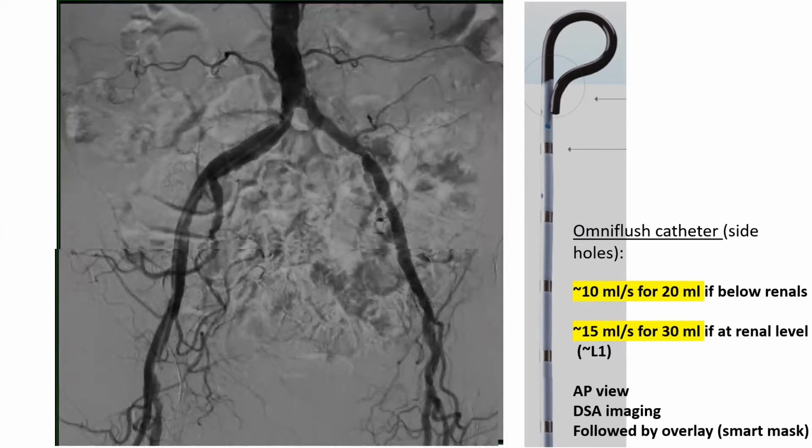After I do this image, I do what we call overlay or smart mask, meaning we use that digital subtraction image, we save this frame, and this frame gets saved not just as a reference, but as a background of your live fluoroscopic manipulation, so that it guides you to steer your devices appropriately to the left side. So it gets superimposed on your live fluoro and it helps you steer your devices.